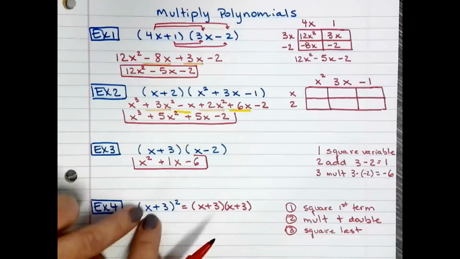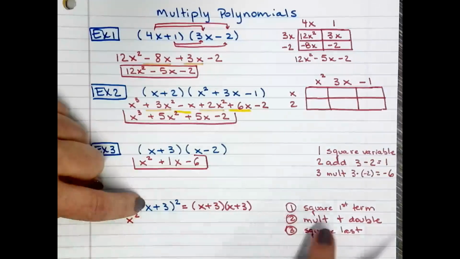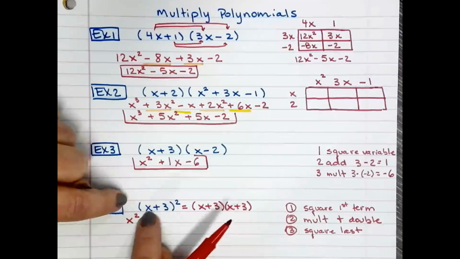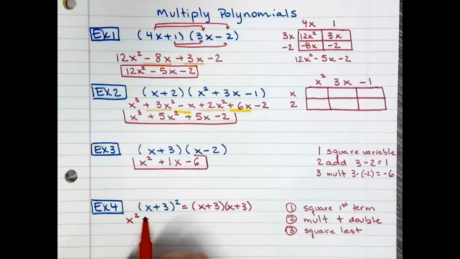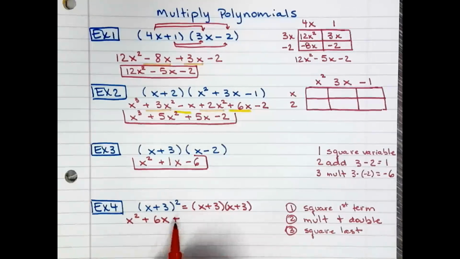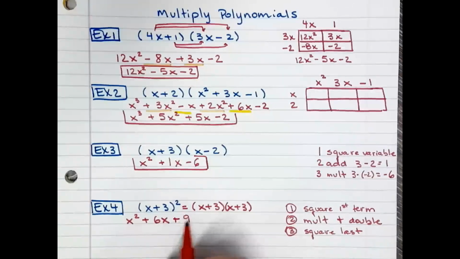What does it look like? So this is the first term. Square it. Square, multiply and double. 3 times x is 3x. Double it, 6x. Plus, square the last. The last is 3. 3 squared is 9.